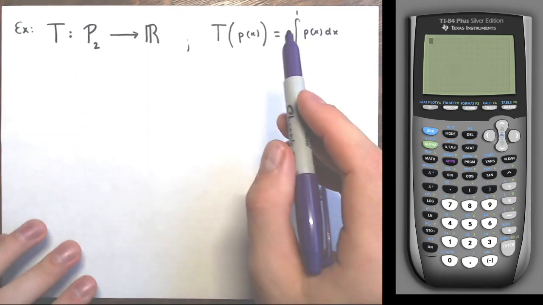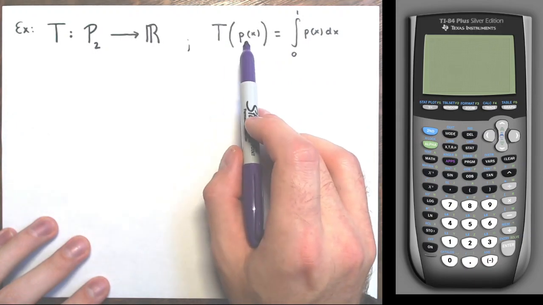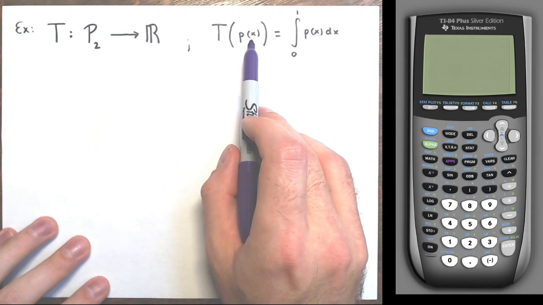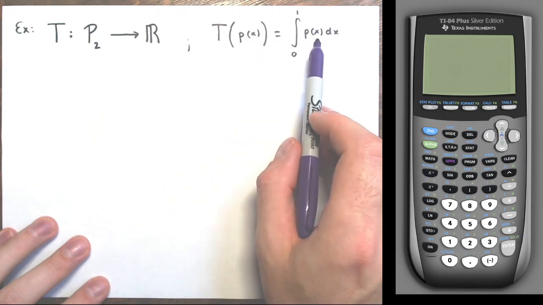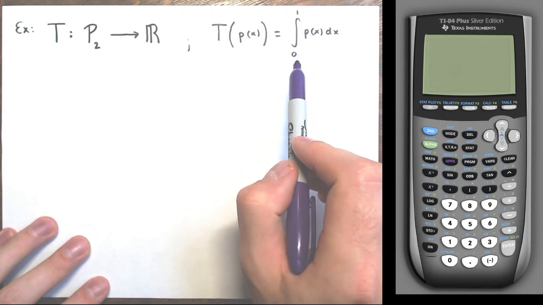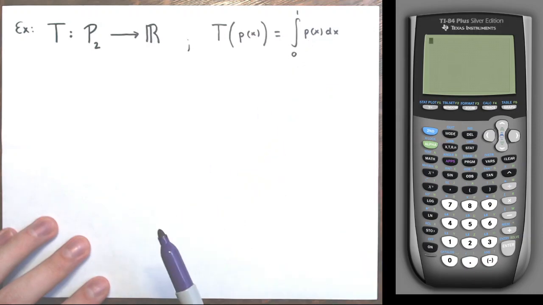All right, and the rule works like this. Take T, I plug in this, again, my input is some polynomial of degree 2 or less, and the output is the definite integral, for you calculus people, right? The definite integral from 0 to 1 of that polynomial, which again, you do a definite integral over some specified interval, you will get a real number back.